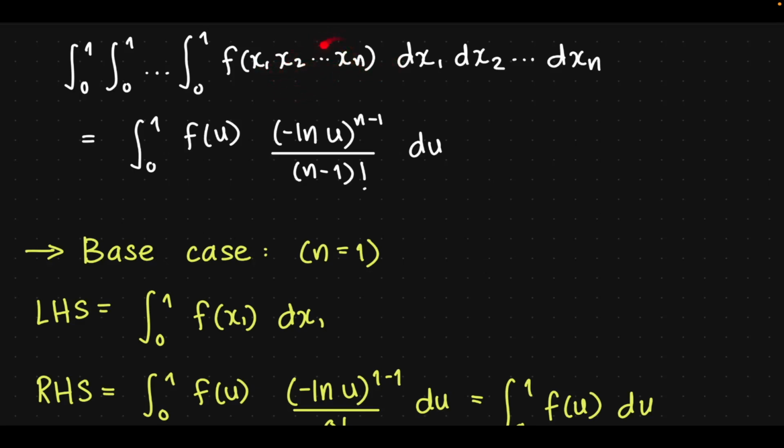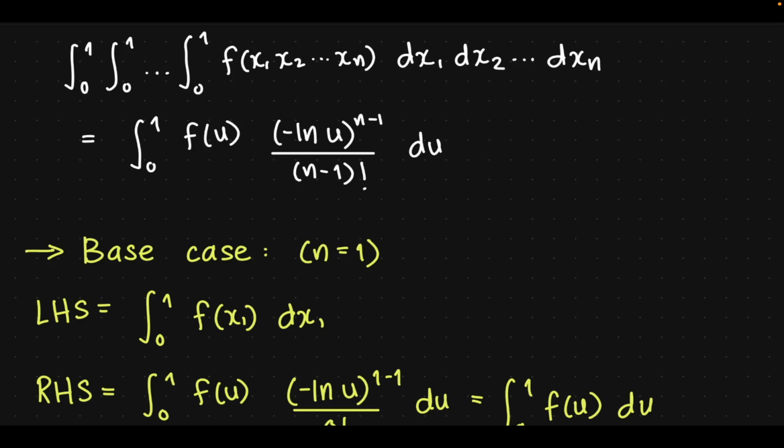This is a general form of functions which have a product in their argument. And of course dx1 dx2 till dxn. This, and this is our claim, equals the integral from 0 to 1 of f of u times minus ln u, the quantity raised to n minus 1, over n minus 1 factorial, du.